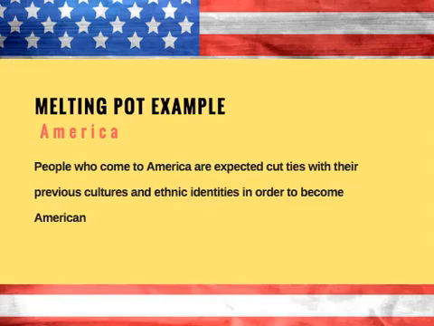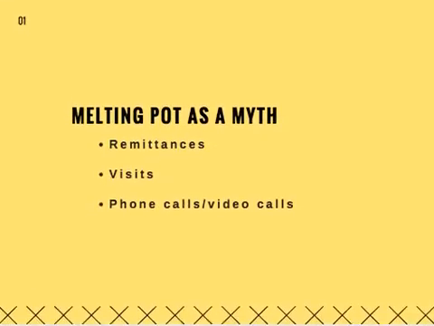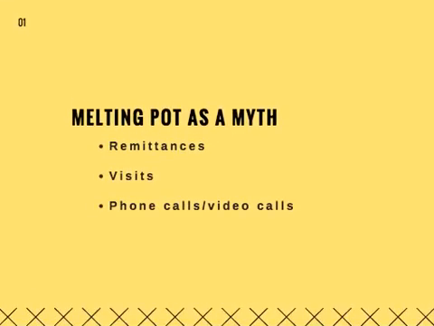People who come to America are expected to cut ties with their previous cultures and ethnic identities in order to become American. It is also good to note that the melting pot is a myth. People don't just cut off ties with their home countries and leave it at that. They still send back remittances to their family, they still have visits, and they still maintain communication through phone calls and video calls.